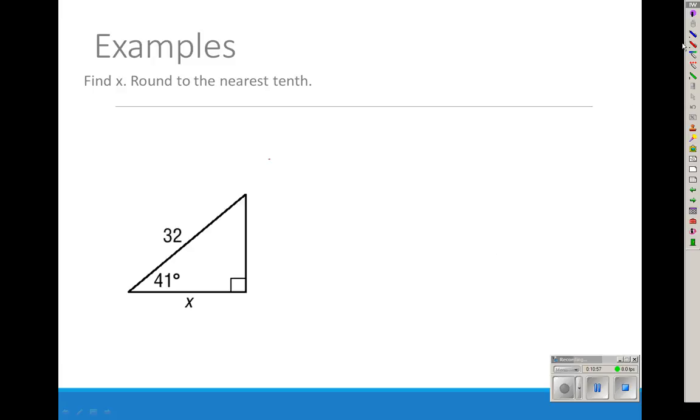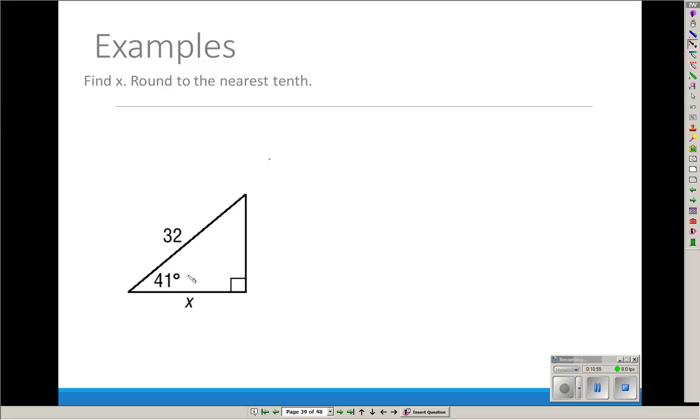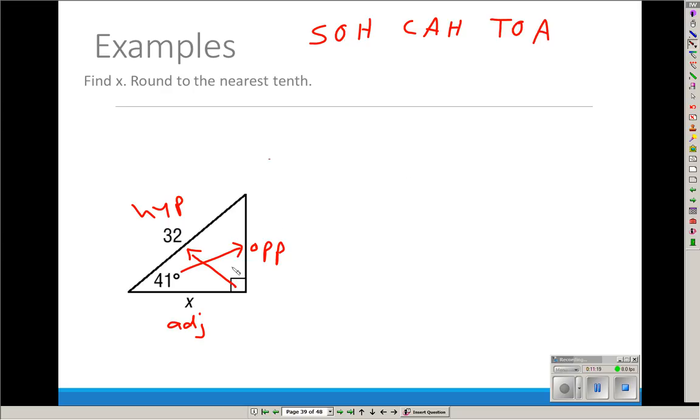And this last one, let's identify the sides. There's a 41-degree angle. Across from that's opposite. Across from the right angle is the hypotenuse. And the leg next to the angle is adjacent. SOHCAHTOA. I'm using adjacent and hypotenuse, so I'll be doing cosine this time. Cosine of theta equals adjacent over hypotenuse.